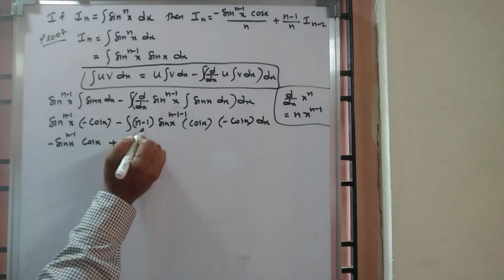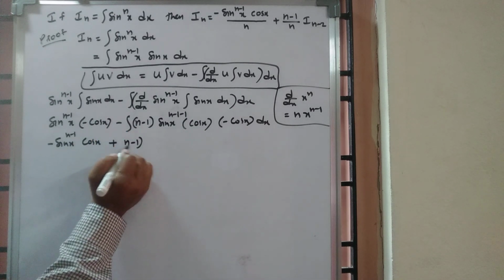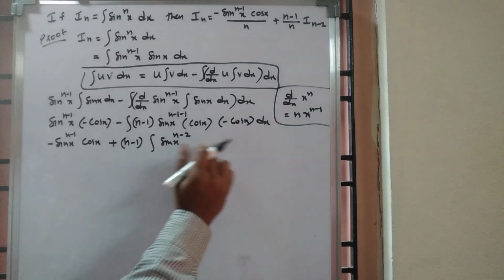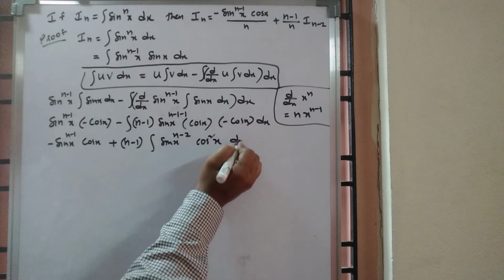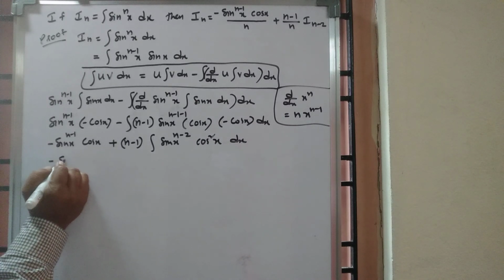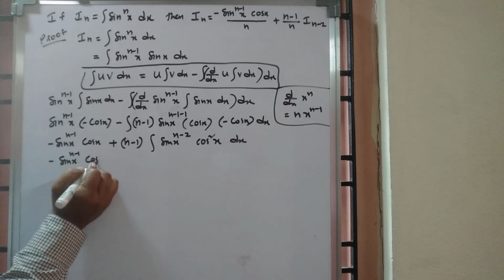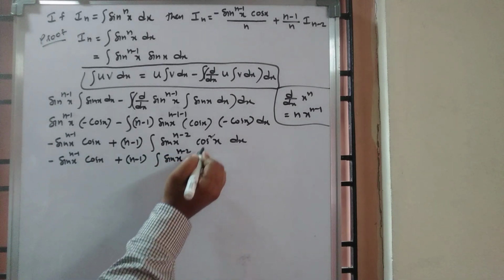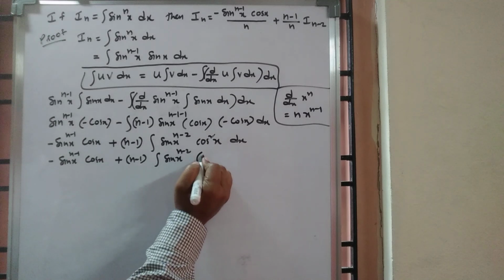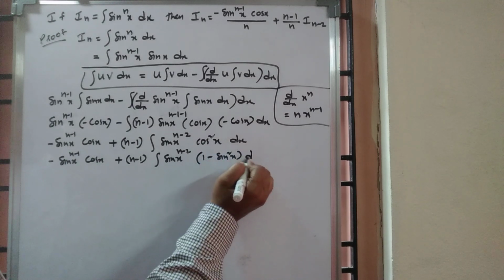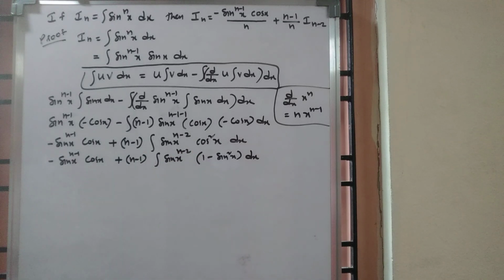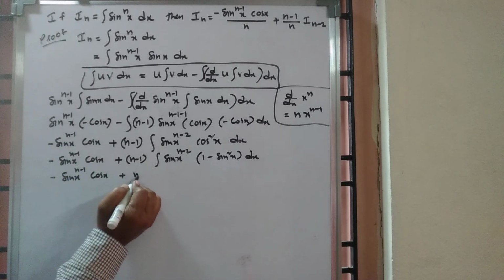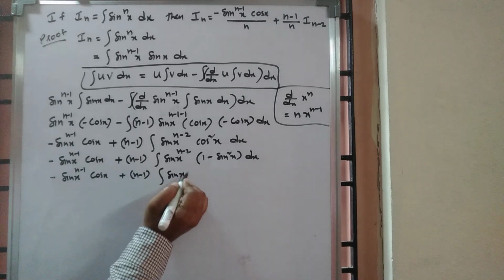Minus of minus gives plus, and n minus 1 is a constant outside the integral: n minus 1 integral sin x power n minus 2 cos x into cos x, which is cos square x dx. That is equal to minus sin x power n minus 1 cos x plus n minus 1 integral sin x power n minus 2 cos square x. In terms of sin, cos square x can be written as 1 minus sin square x dx.